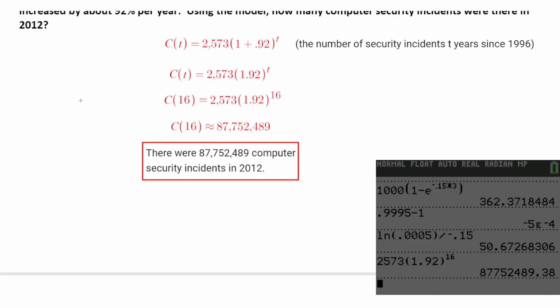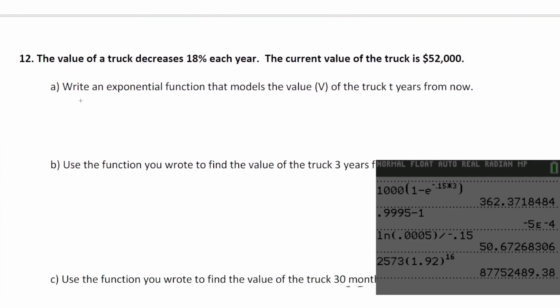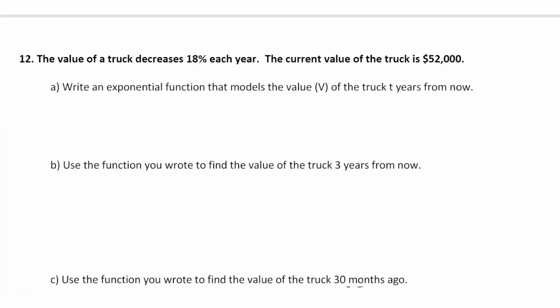So let's go ahead and start page 6 with some more word problems here, some more applications. Number 12, the value of a truck decreases 18% each year. The current value of the truck is $52,000. So part A wants us to write an exponential function that models the value of the truck t years from now. So we're writing a function v in terms of t.